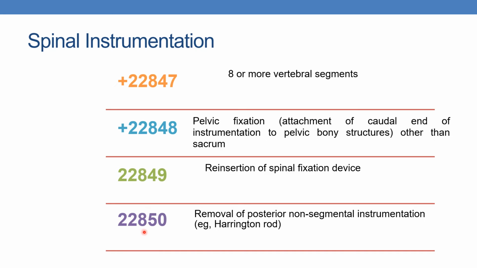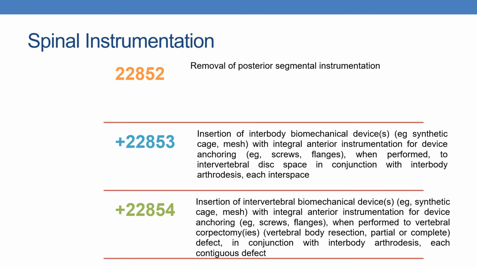The next code is 22850, removal of posterior non-segmental instrumentation, example, Harrington rod. Whenever a Harrington rod is removed, you need to report 22850. The next is 22852, removal of posterior segmental instrumentation.